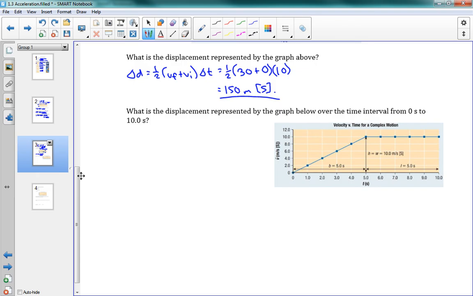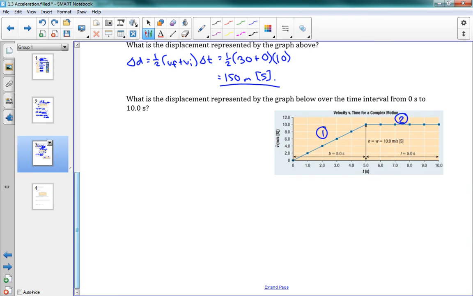Okay, now the next thing that we have, it says what is the displacement represented by the graph below over the time interval from 0 to 10 seconds? And notice that now this is non-uniform velocity, because for the first half it's increasing, for the second half it's steady. We can do this fairly easily by breaking it into two pieces to get the area. So we can say that this is piece 1 and this is piece 2. So for piece 1 I can get the area of that triangle. Delta d is equal to Vf plus Vi delta t.